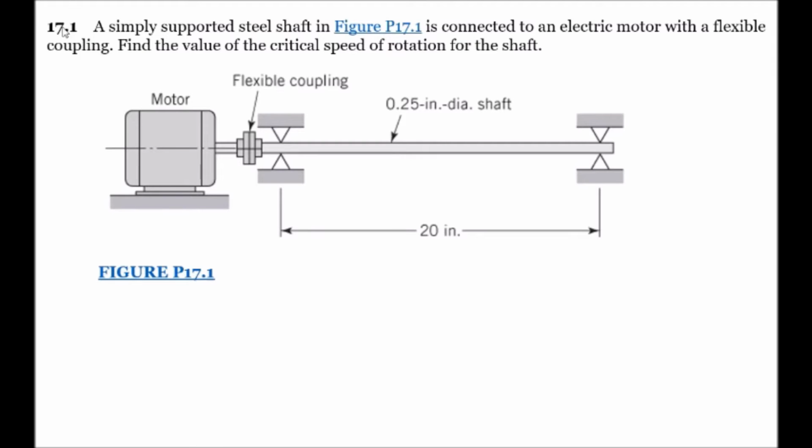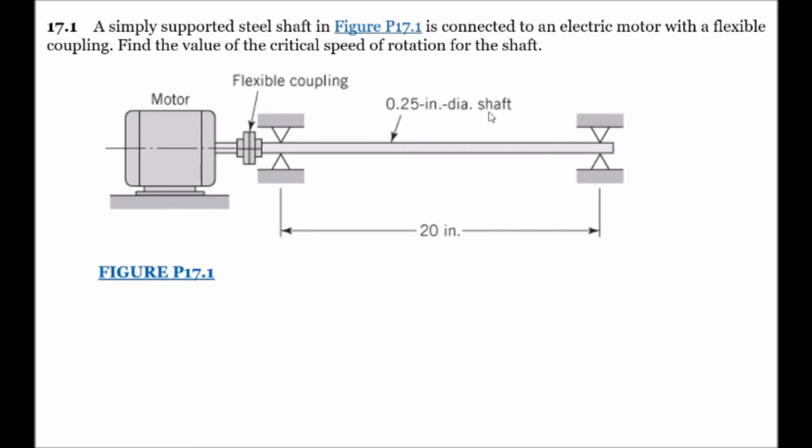Let's take a look at problem 17.1. In this problem, we have a simply supported steel shaft. In the figure shown below, it is connected to an electric motor with a flexible coupling, and they ask us to find the value of the critical speed of rotation of the shaft.